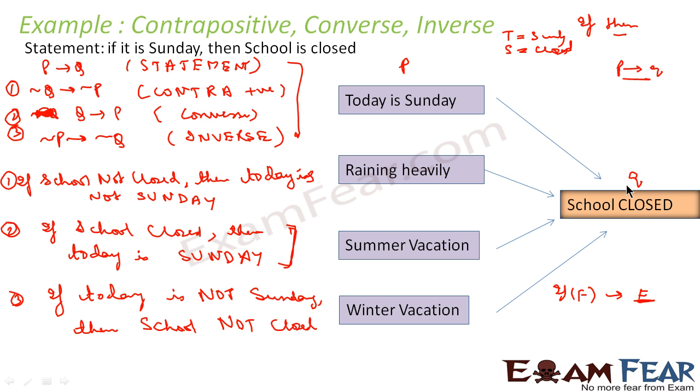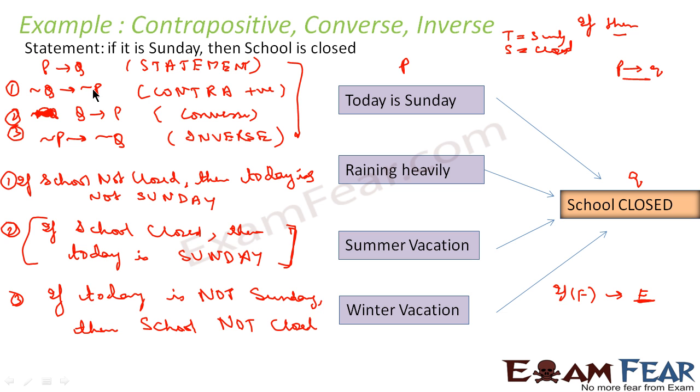Correct? Because when I say school is closed, there can be many reasons for it. Today may be Sunday, it may be raining heavily. Today is Tuesday and it's raining heavily, or today is summer vacation. So from school being closed we can't make out whether it is Sunday, Monday or Tuesday, because there are other reasons for which school can be closed. So this statement is not true.